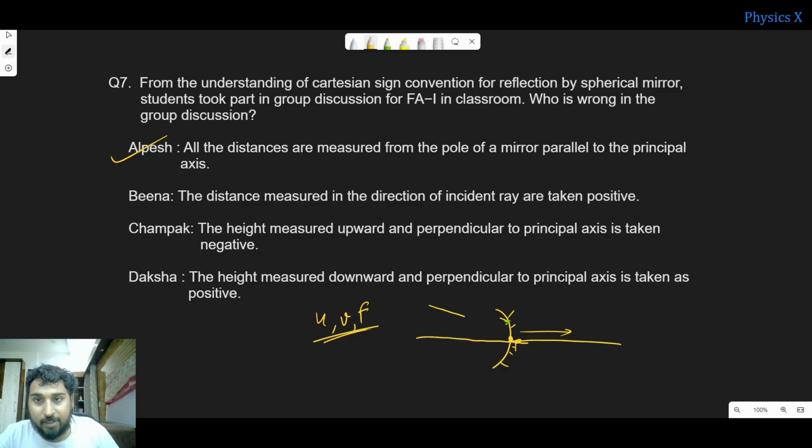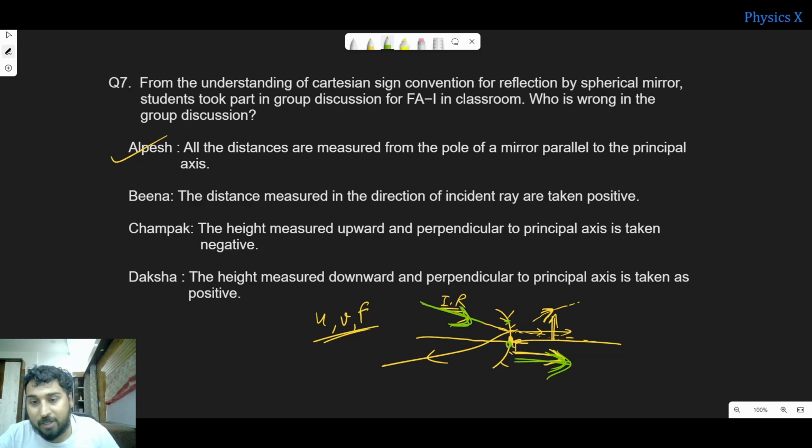So this is the incident ray, right? This is your incident ray. And now what will happen? Suppose we are tracing back. Suppose this is a case of a virtual image, then we backtrace the rays. Suppose this is a reflected ray, then we backtrace these rays. So if we backtrace and a virtual image is formed, then we measure V from this pole in this direction, which is similar to this incident ray direction. This is the direction of V, and this is the direction of the incident ray.